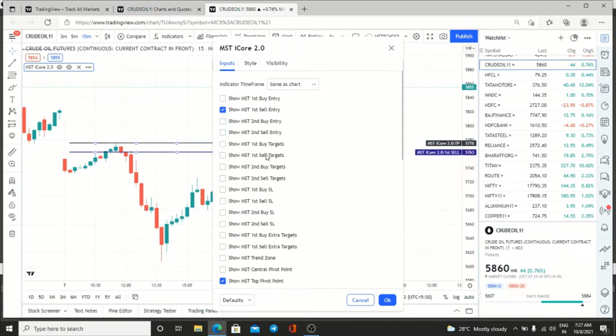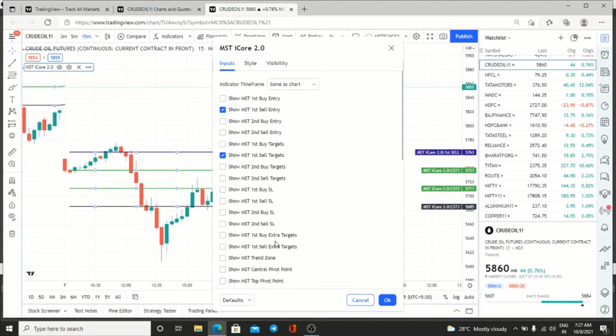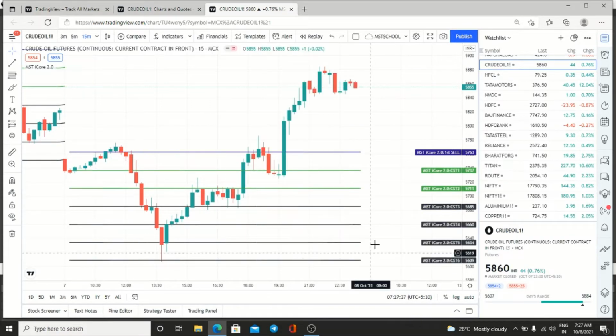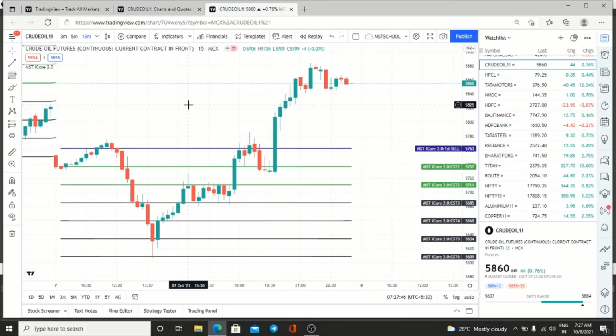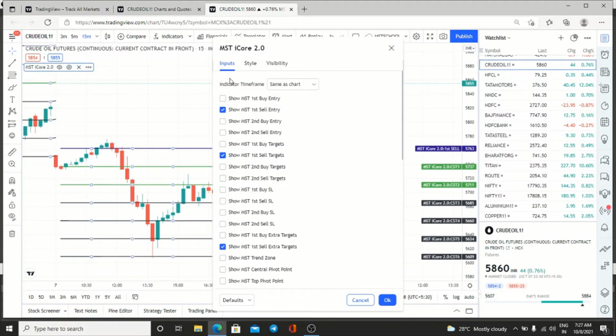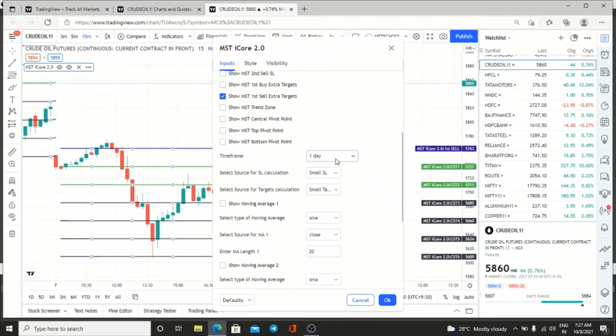So this is how we have to trade. If you had traded only one trade yesterday itself, on one side you could have booked some 150 points, and on the other side some 160 plus points. Now how to identify the reversal? Select the time frame to 1 month.